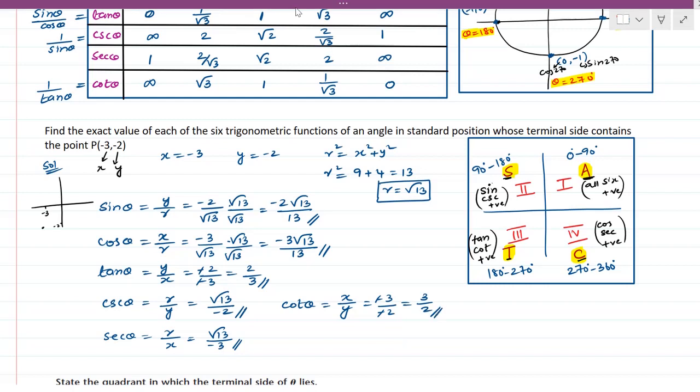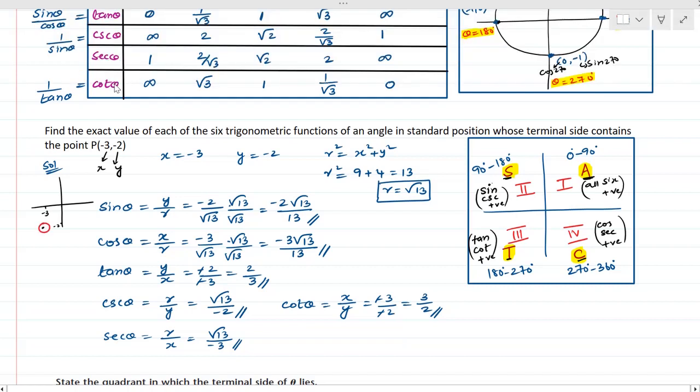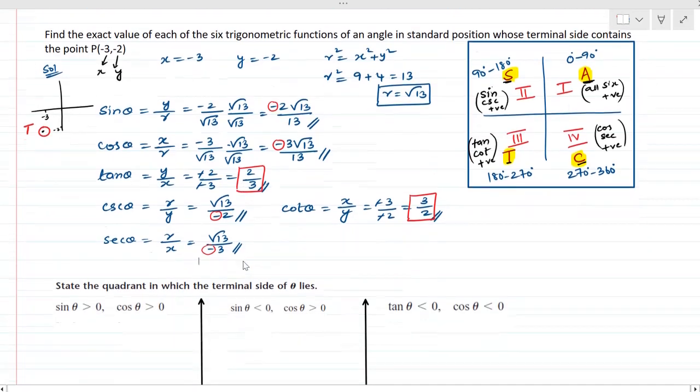So if you see this one, it is in the third quadrant. In the third quadrant, only tan is positive. Tan and its reciprocal, cotan, are the only positive ones. The remaining four trigonometric functions are negative. Why? Because it is in the third quadrant.